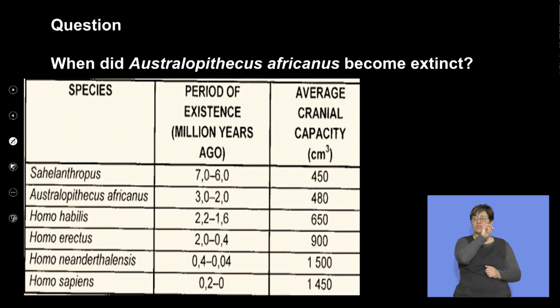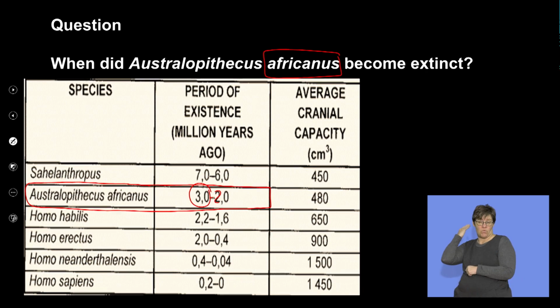Right, then another question. When did Australopithecus africanus become extinct? So extinct is when their species kind of died out. Now this is sometimes a bit of a difficult one to read. All right, so we're looking at this set of information. So guys, you can't tell me, all right, this is period of existence. This is 3 to 2 million years ago.